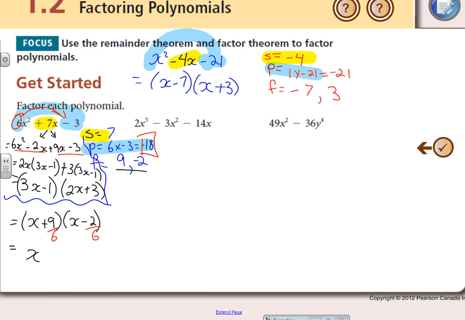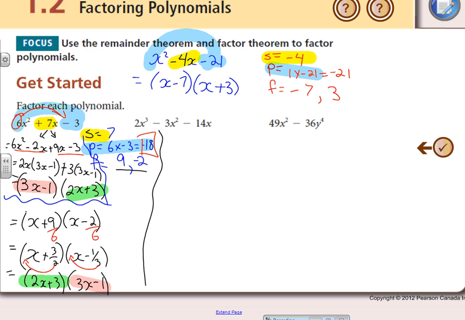So 9 over 6, divide them each by 3, we get plus 3 over 2. And the 2 and the 6, I get x minus 1/3. When you still have a fraction after this step, we're going to just bring the fraction part up in front. So we've got 2x plus 3 and 3x minus 1, which, as you can see here, gives me the exact same answer that I had with the other method. So whichever one of those methods works for you, great, go ahead and use them.